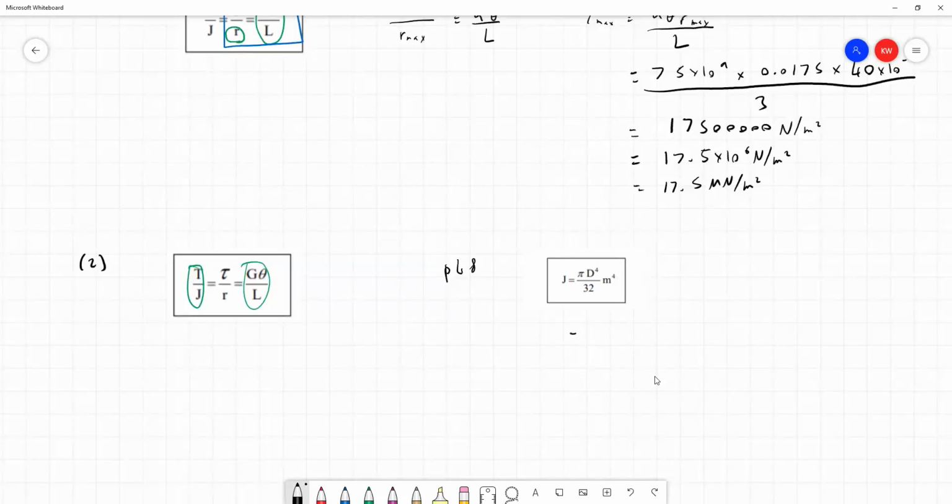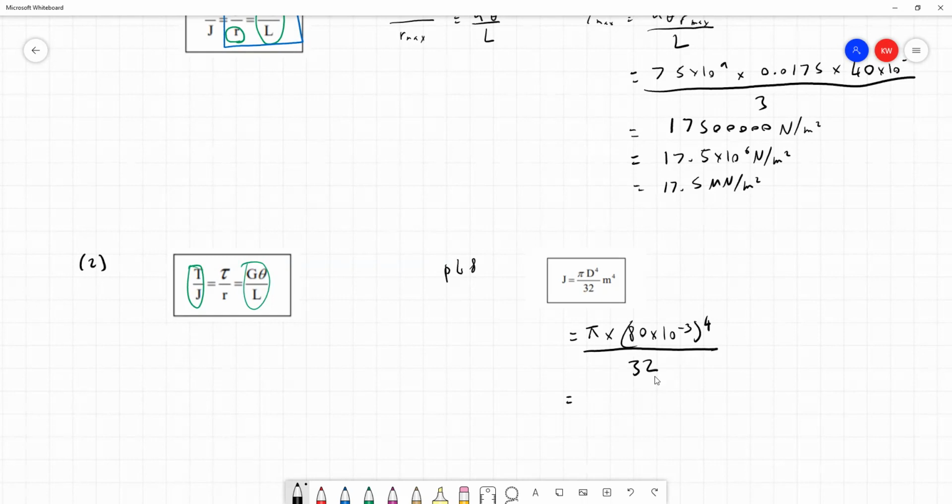This means that J is going to be equal to pi times, well, our diameter is 80 millimeters, so that's 80 times 10 to the minus 3 meters. That whole thing is to the power 4. So if you find it easier, you can put 0.08 to the power 4, or put this bit in brackets, but make sure the whole thing, 80 times 10 to the minus 3, is to the power 4. And divide this by 32.